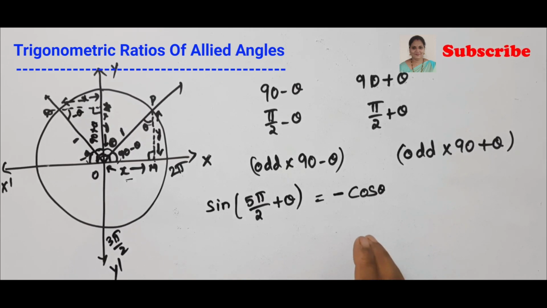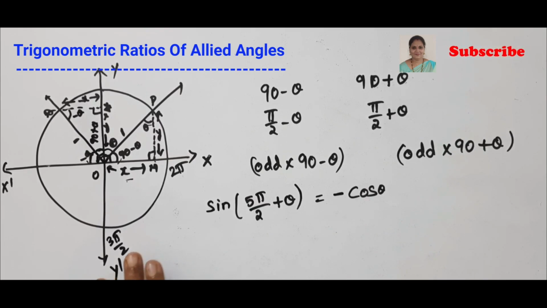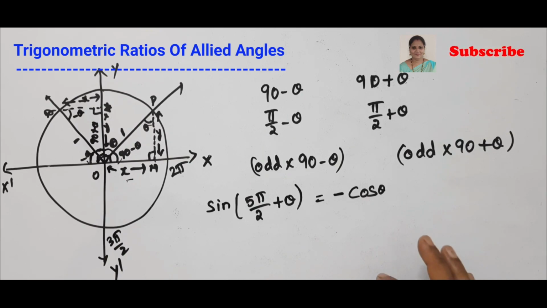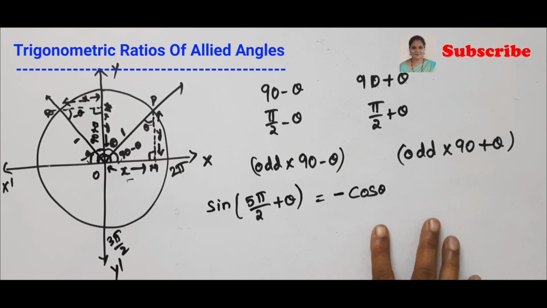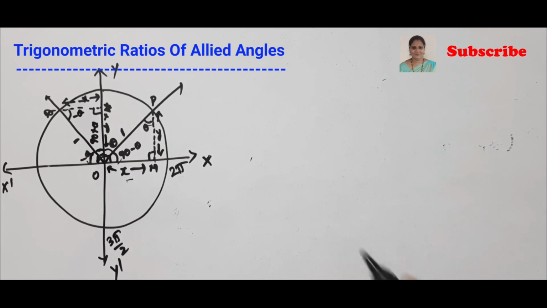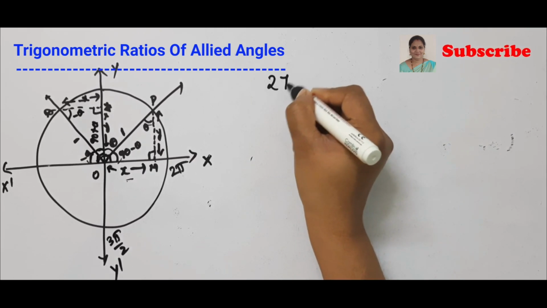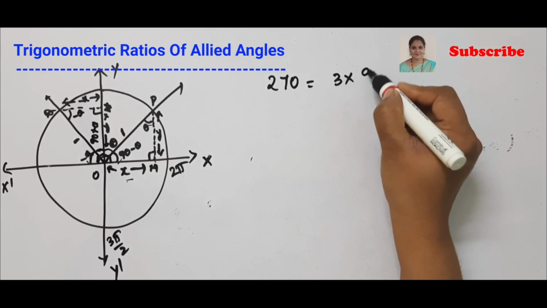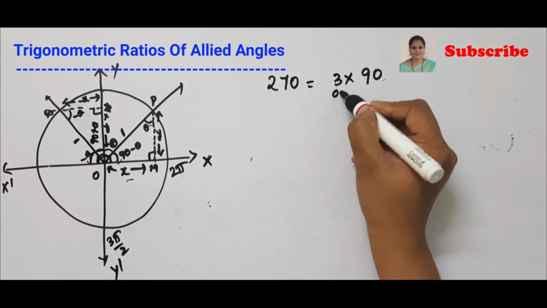Now let us write the trigonometric ratios at 270 degrees using this logic, without studying using the unit circle. Using this logic, let us write at 270 minus theta and 270 plus theta. Let us write the trigonometric ratios. So 270 can be written as an odd multiple, is it not? 3 into 90. Here 3 is odd.